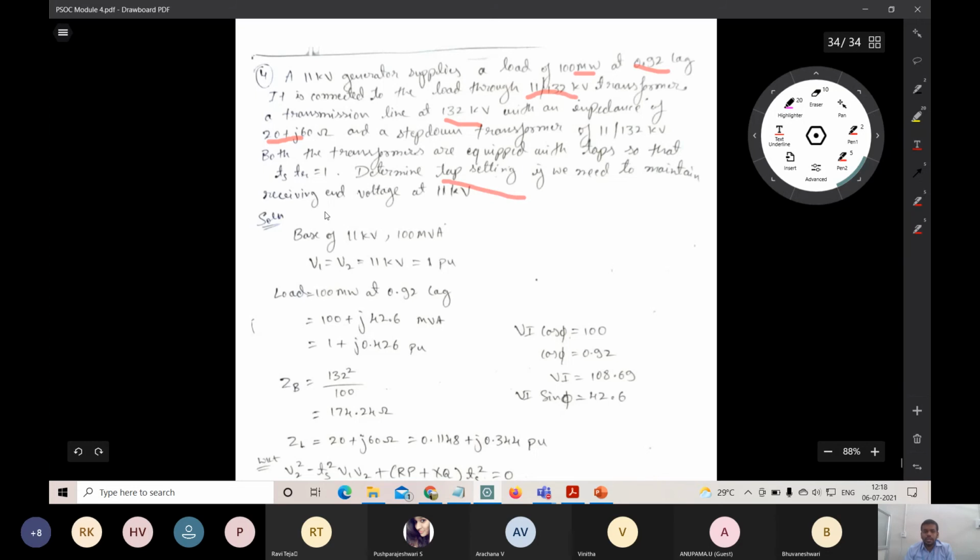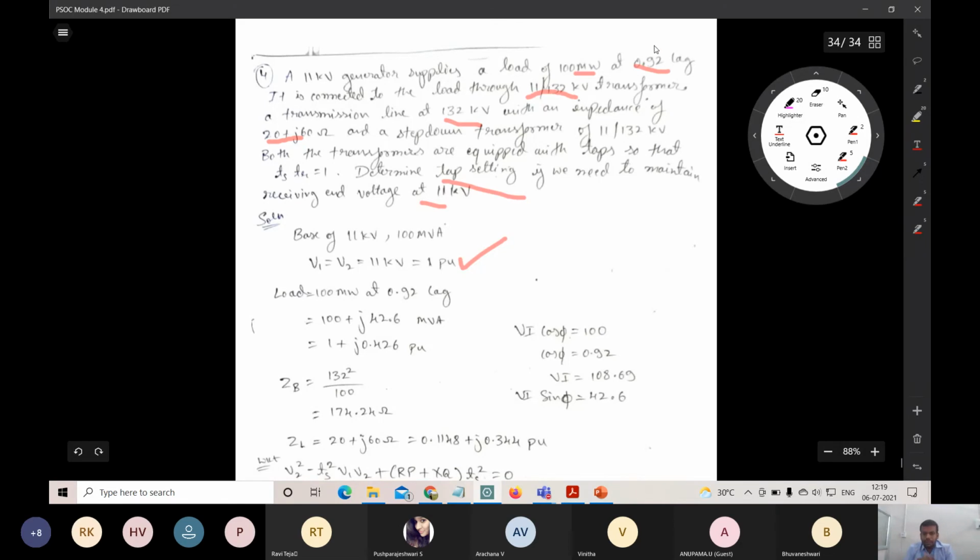We need to maintain the receiving end voltage at 11 kV. So take the base as 11 kV and 100 MVA. Since it is 100 megawatt, take 100 MVA. So V1 is equal to V2, equal to 11 kV, that is 1 per unit. And it is given that the load is 100 megawatt at 0.92 lag.